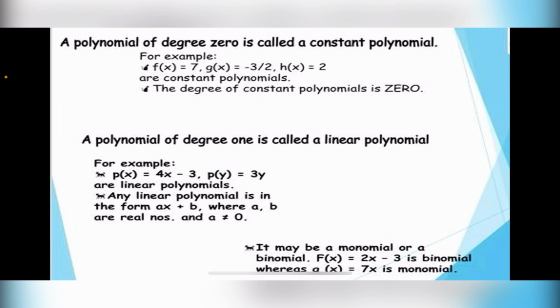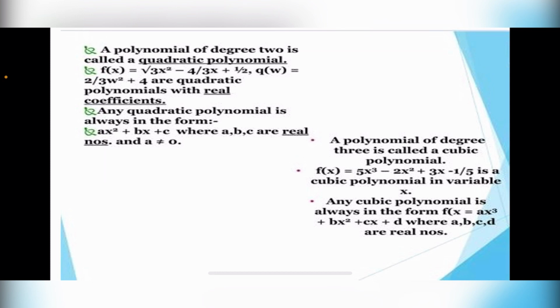I have already said this before. The polynomial of degree 0 is also called a constant. A polynomial of degree 1 is called linear, with degree 2 quadratic, and degree 3 cubic.